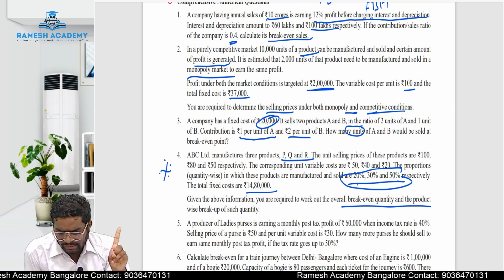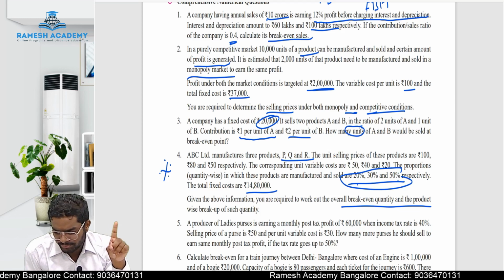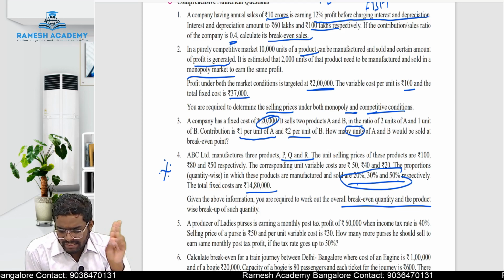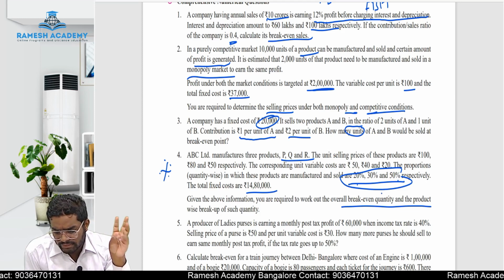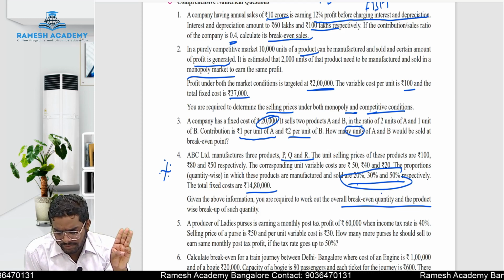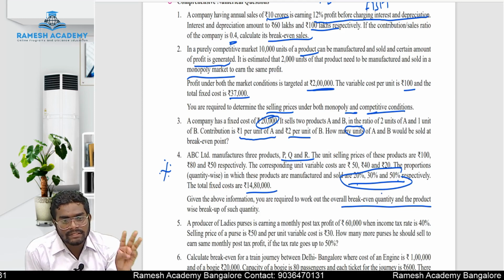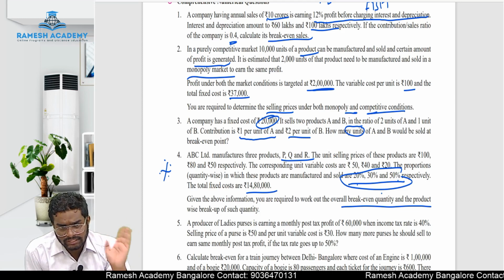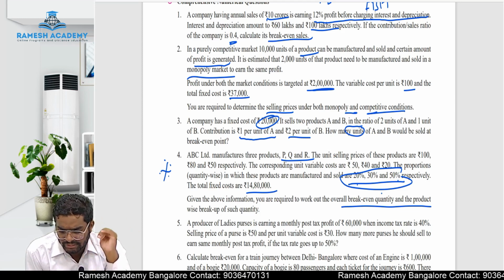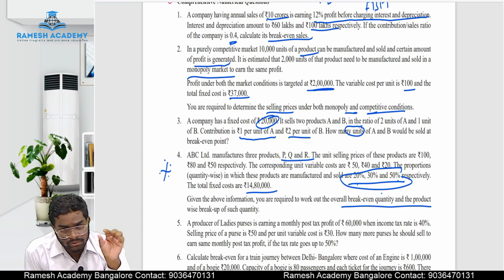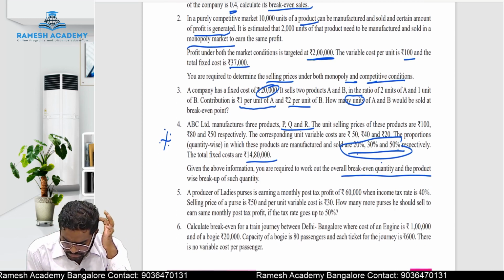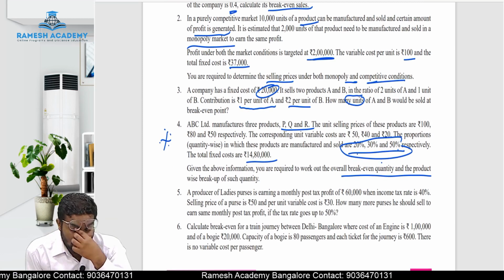First step, calculate the CPU, the contribution per unit. Second step, multiply with the percentages. You will get a consolidated contribution per unit. Then calculate the consolidated BEP, and you will get the units. Then multiply in the same percentage, 20, 30, 50 for P, Q, R. You will get the break-even quantity at the aggregate level and also at the product level. So that is the thing here. Please do.